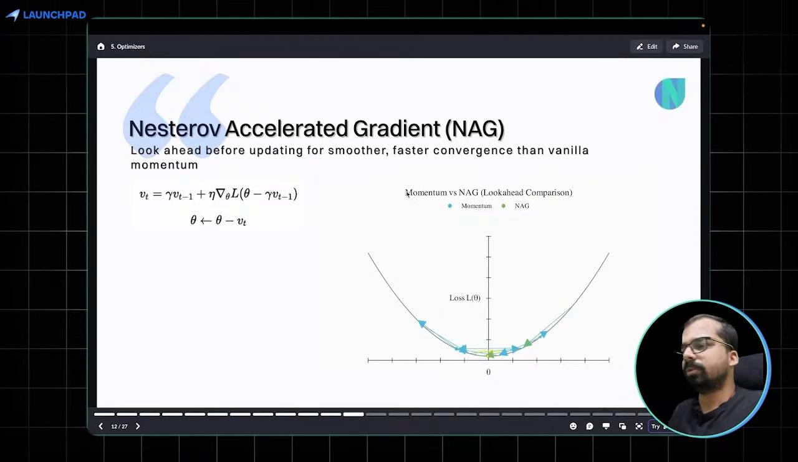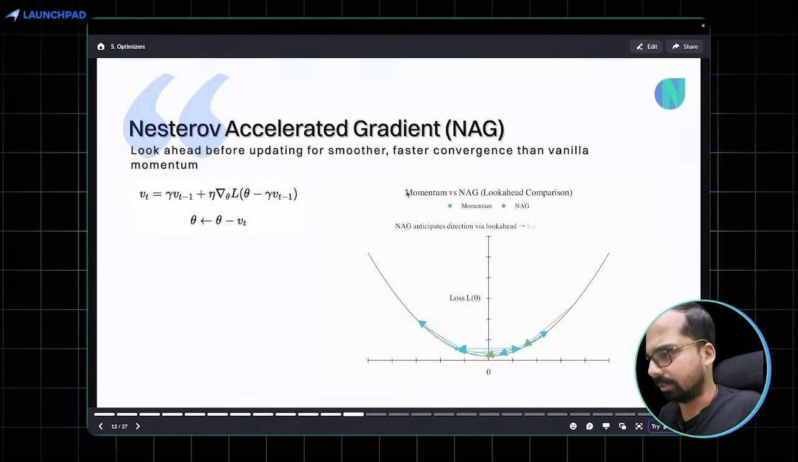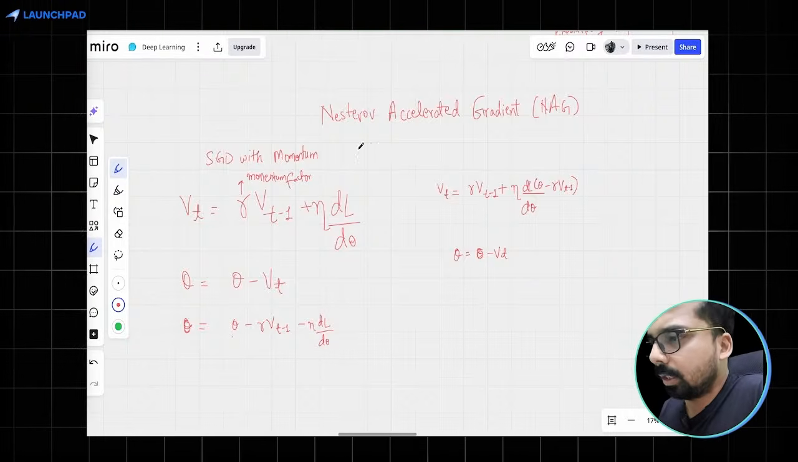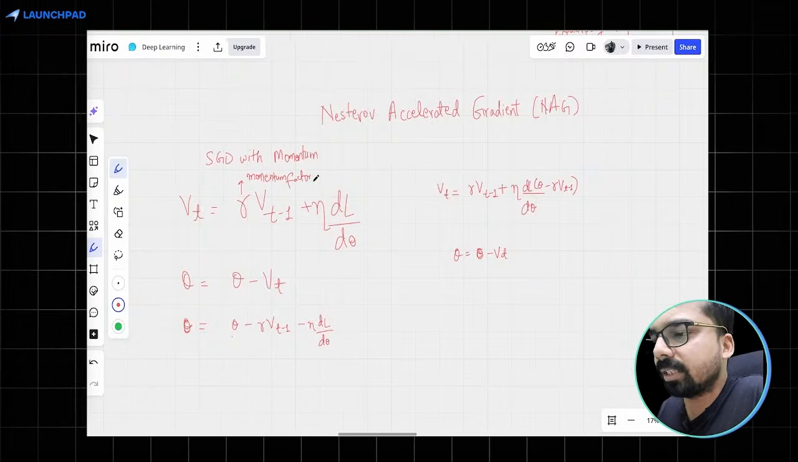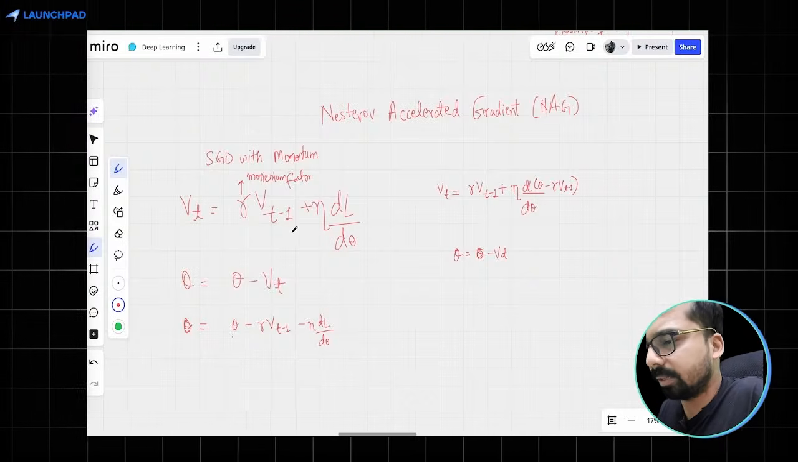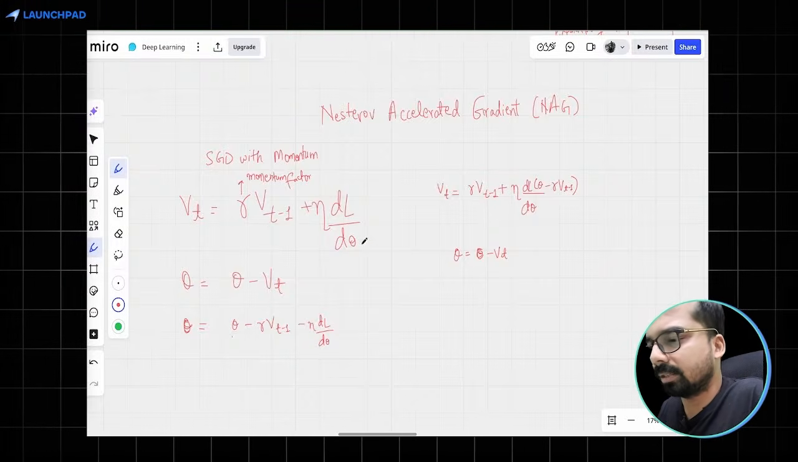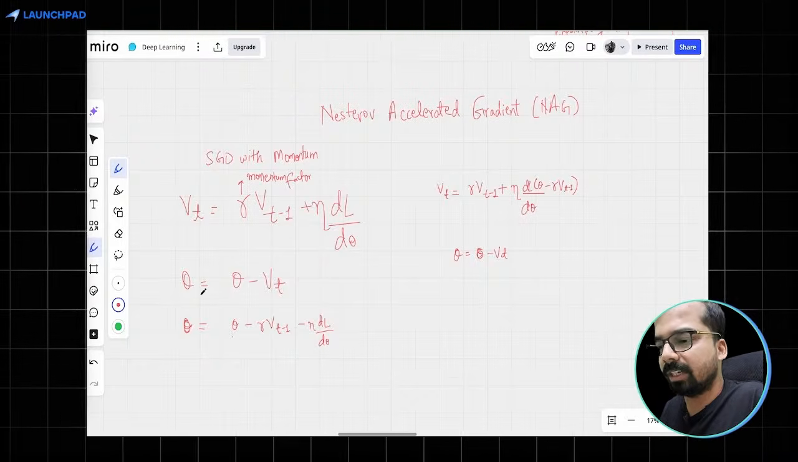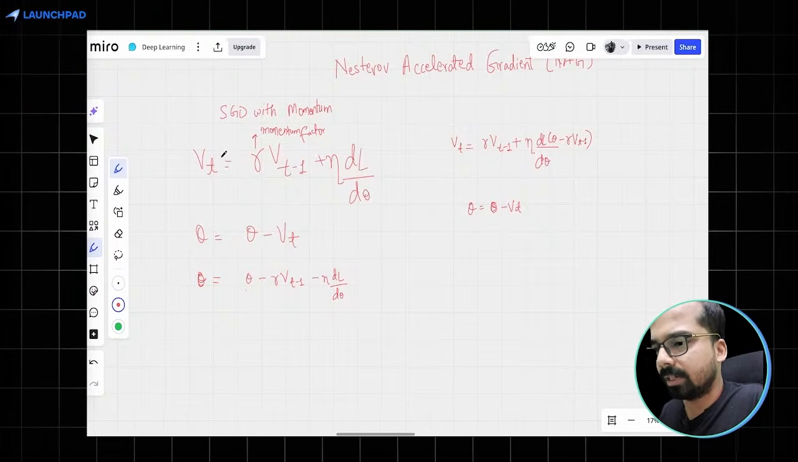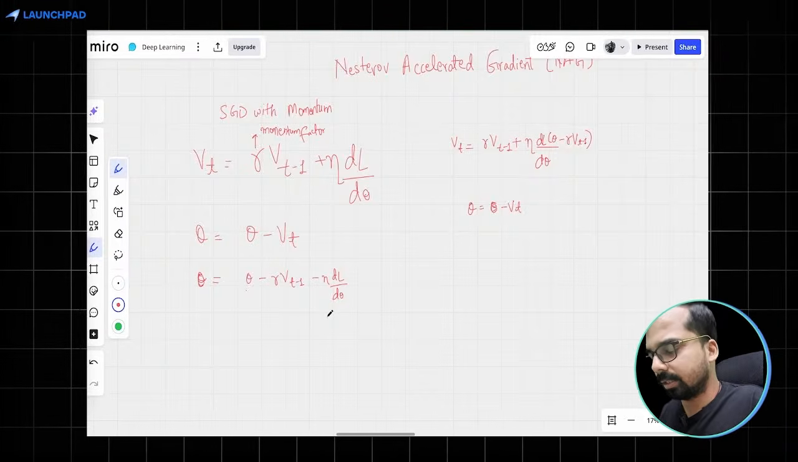So we were talking about NAG, right? Let me give a more in-depth explanation around NAG. Let's look at it one level deeper. Here I have the formula for SGD with momentum. With SGD with momentum, we have two things. First, we calculate the momentum, that is the past velocity plus the current learning rate term, and then we update the weights, theta minus Vt. If I use this Vt over here, the formula comes out to be something like this, right?